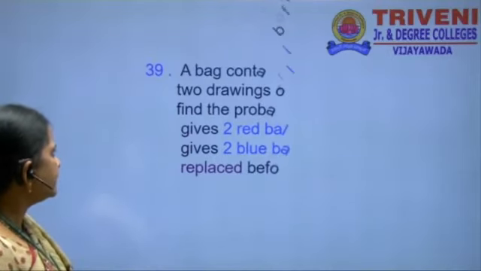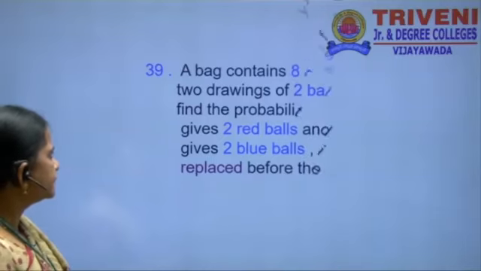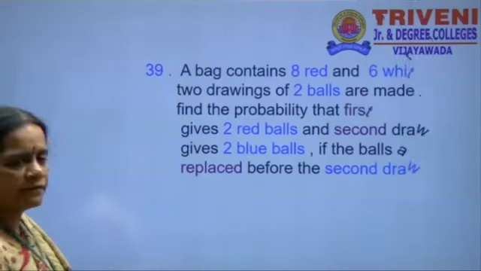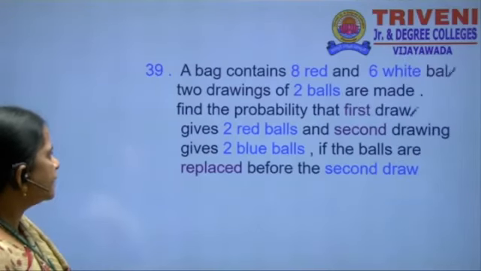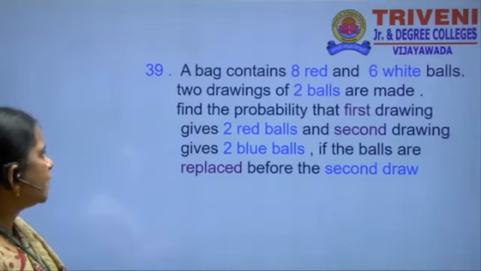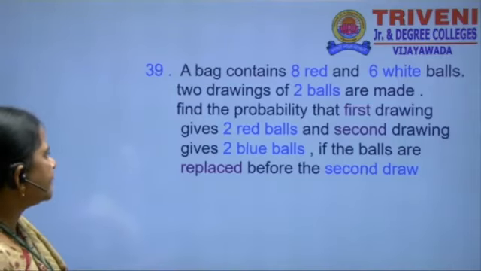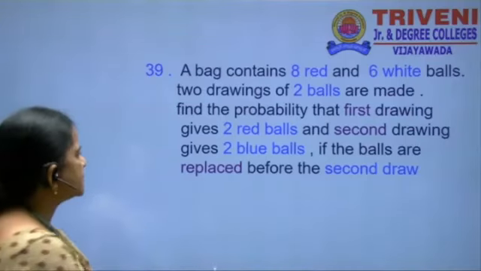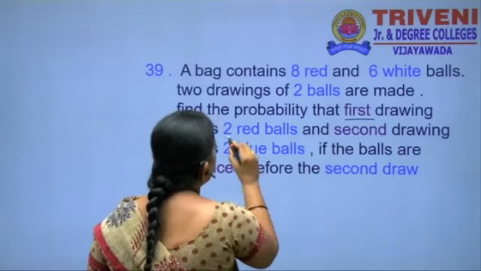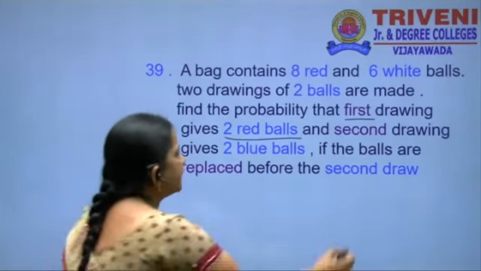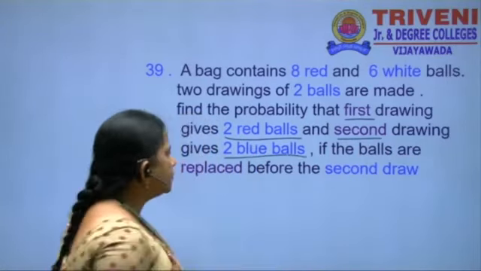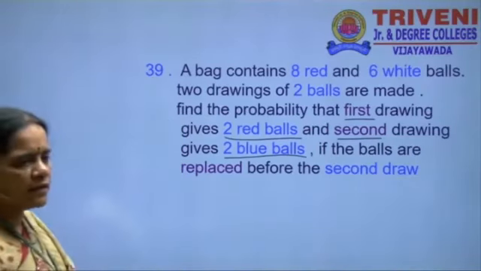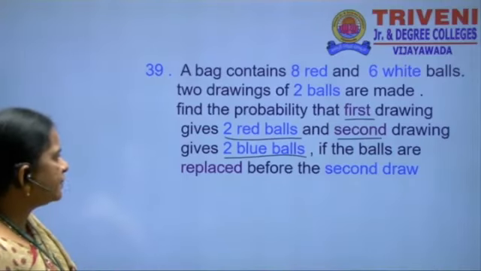Here also 2 bags are there. The first bag has 8 red balls and 6 white balls. Drawings of 2 balls are made. Find the probability that the first draw gives 2 red balls and the second draw gives 2 white balls, if the balls are replaced before the second draw.